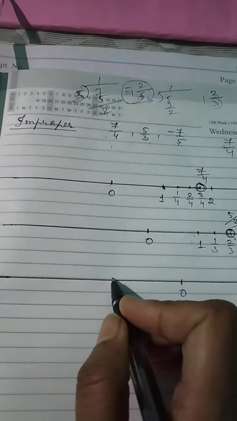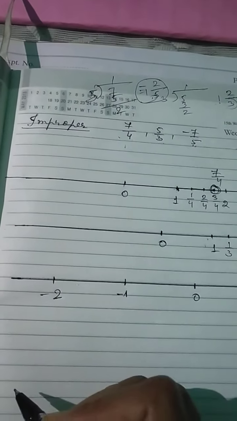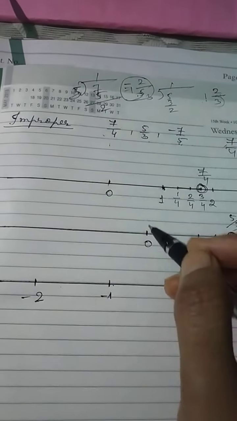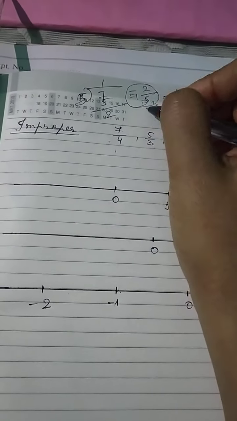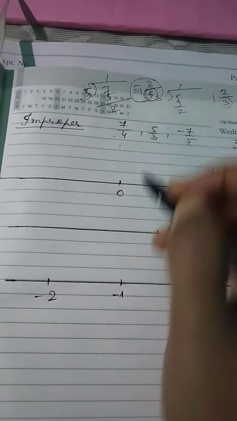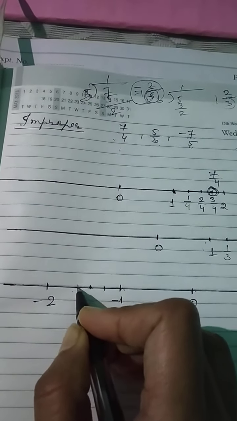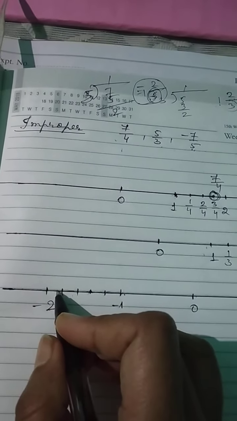So we will take -1, -2 like this. So minus 1 whole 2 by 5. After 1 you will take 2 by 5. So for 2 by 5, the denominator is 5, so you will divide this into 5 equal parts. 1 part, 2, 3, 4, 5.